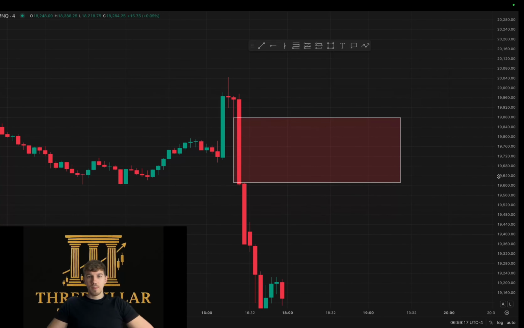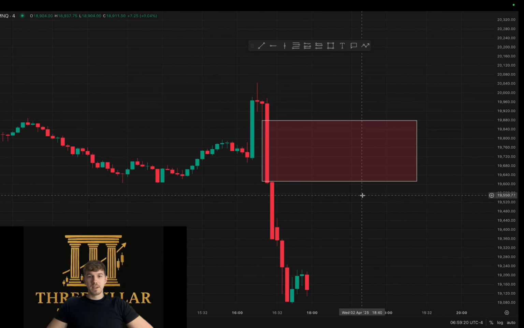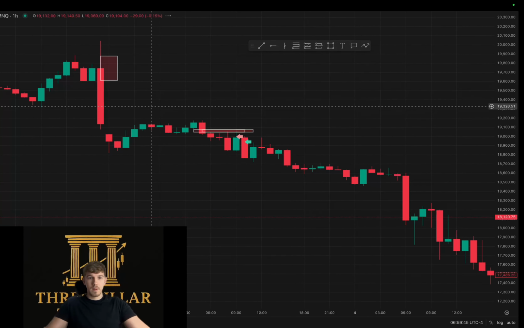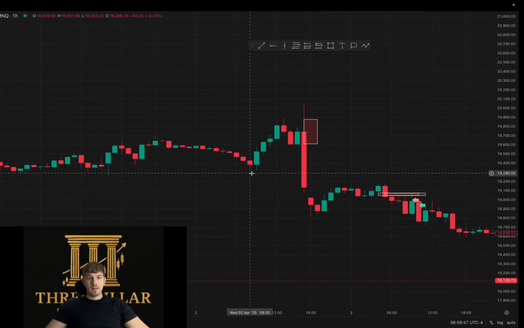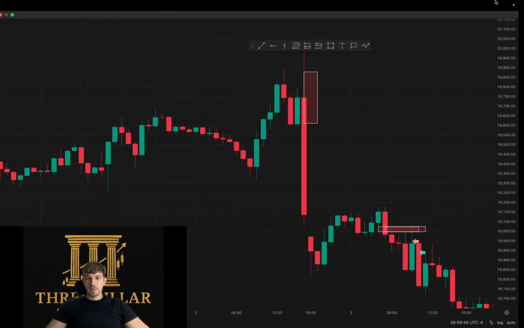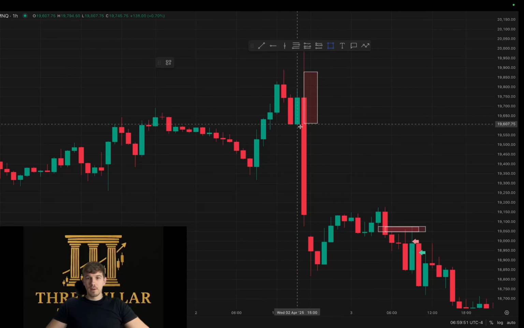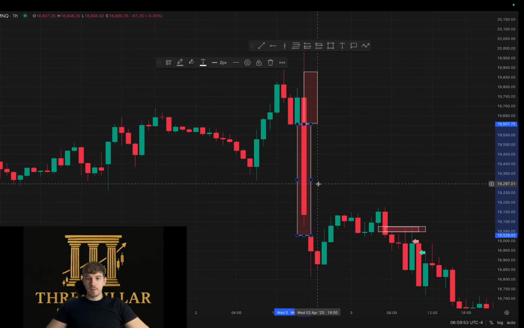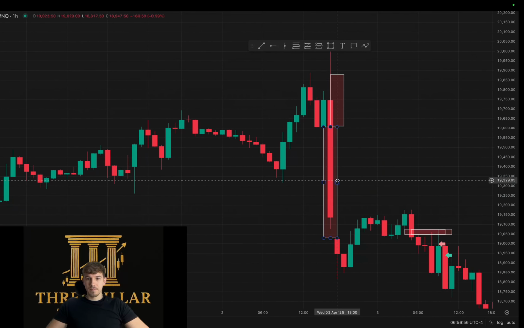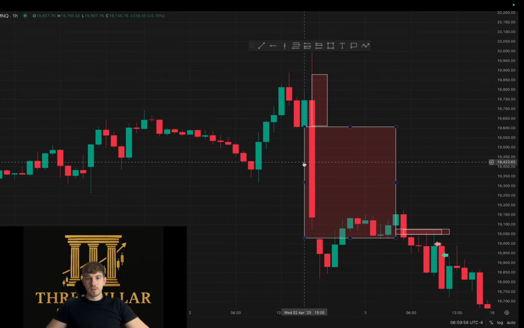Now this gap is where institutions are actually placing their big orders in the market. And like I said, there are fair value gaps on every single time frame. So here on the 1 hour, we have a fair value gap there. It's a bulk of orders placed by institutions.